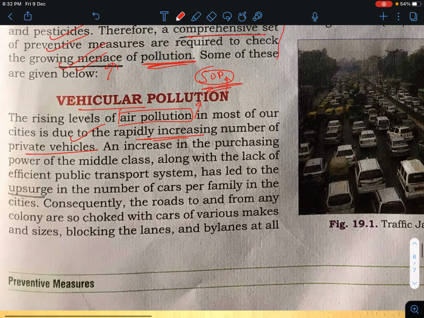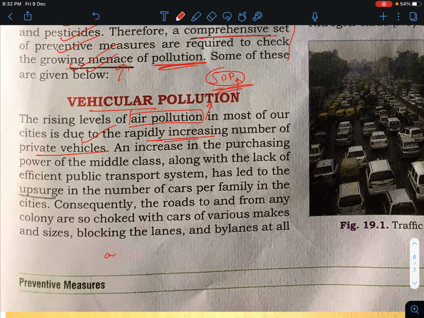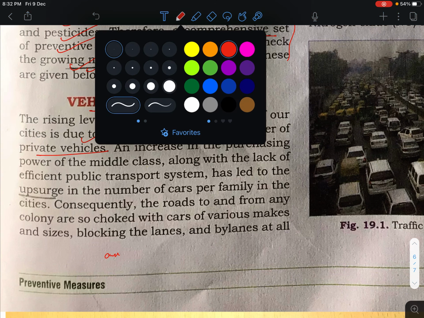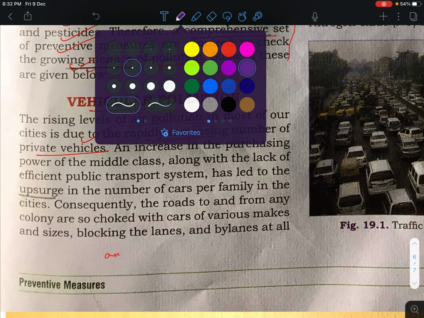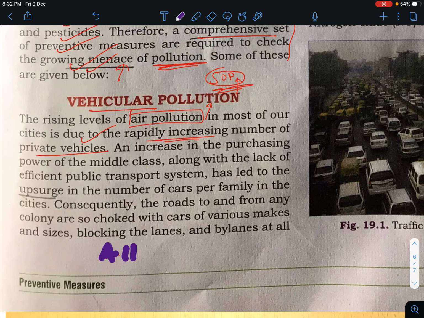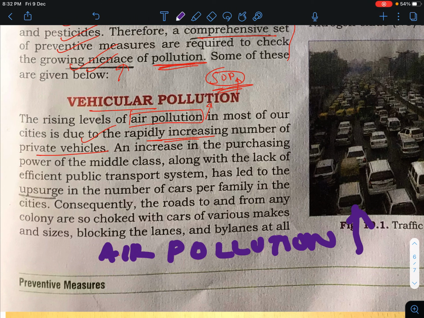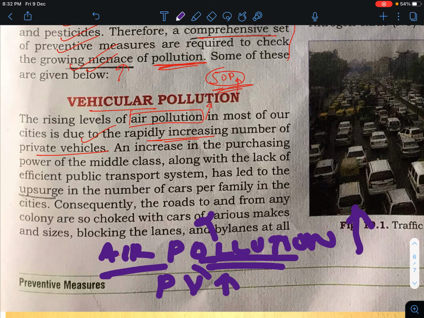Now, actually, air pollution is going to rise when the number of private vehicles rises. There is a direct relation: if the private vehicles increase, then our air pollution is going to increase.